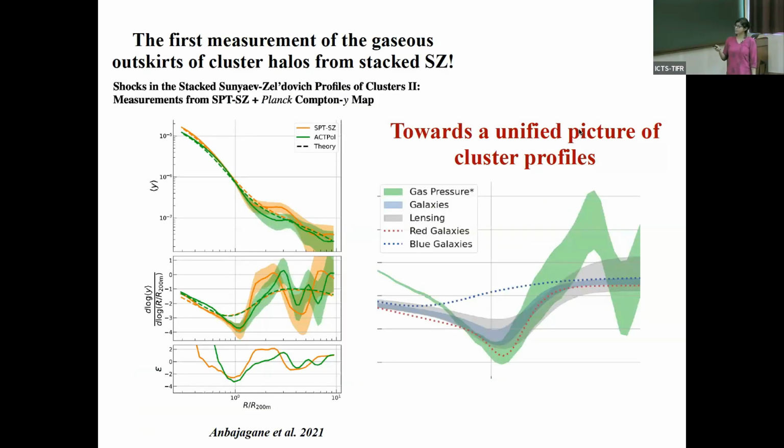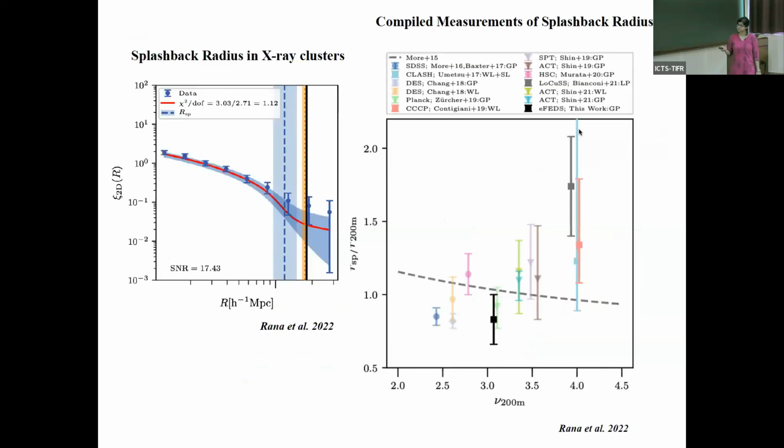There was also recent work by Dhaya and Vejagane and Chiwe, where they measure the SZ profile itself and compare it to the dark matter distribution. And essentially they find that the location for the dip in the gas profile is also consistent with the dip in the dark matter profile. There's also been recent work using the EFEDS cluster that we heard about this morning by Divya Rana and Surhud, where they've made the first measurements of splashback using the X-ray galaxy clusters.